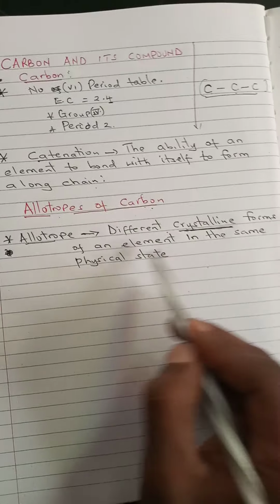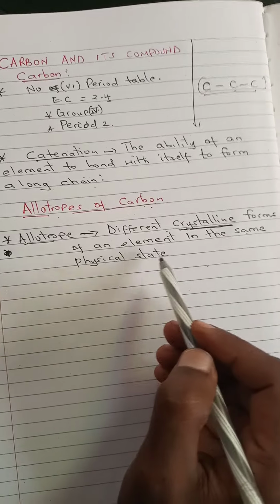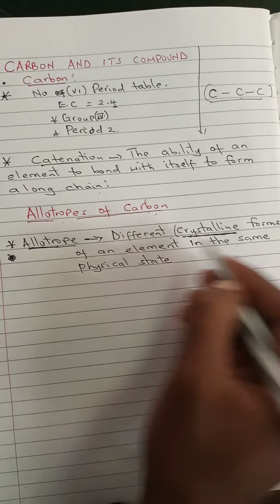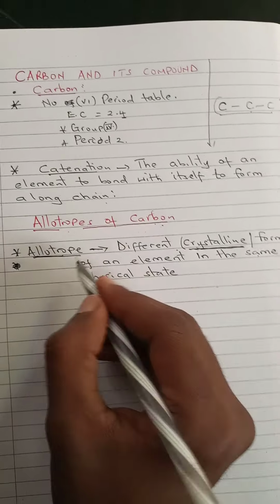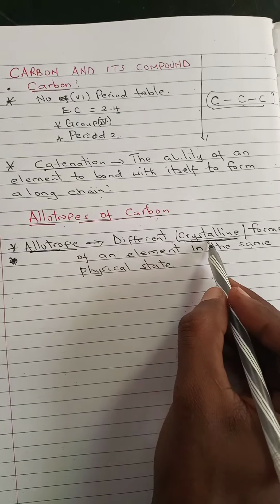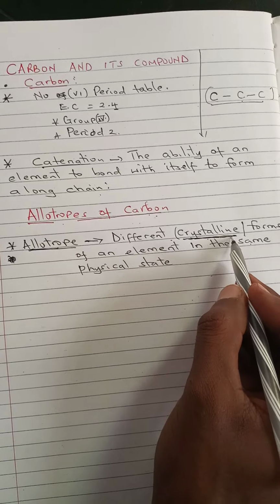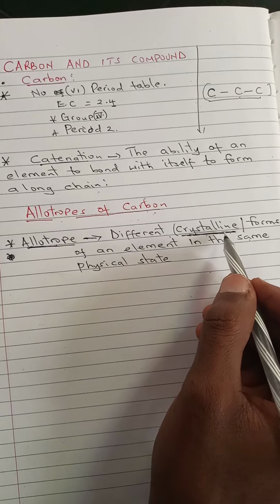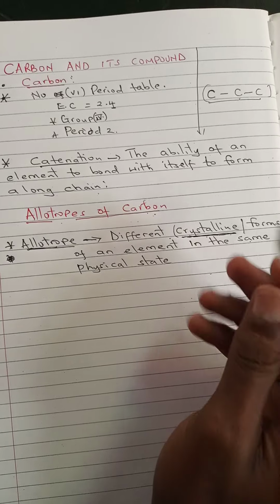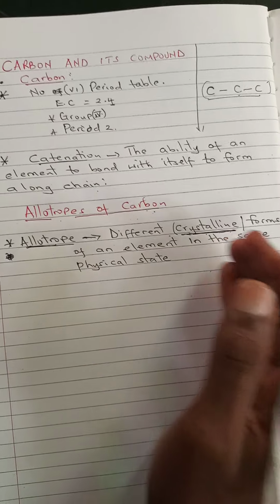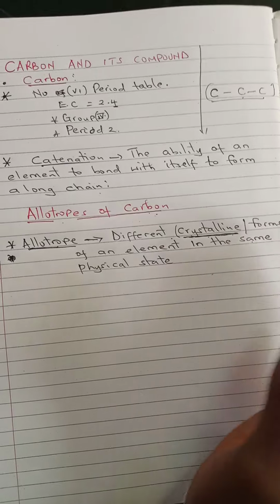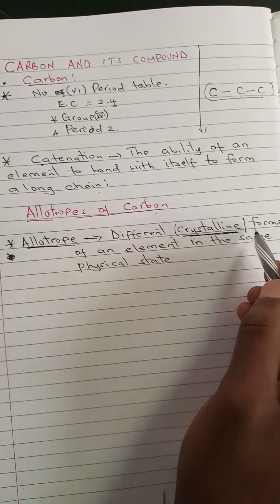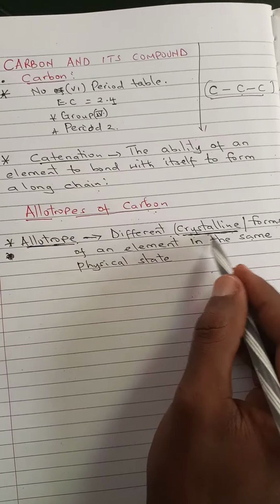Different crystalline forms of an element in the same physical state is what we call an allotrope. And why am I using this keyword here? I think in defining allotrope, this keyword should be in the definition. If you are not putting this keyword here, then your definition will not be complete. We are actually differentiating crystalline and non-crystalline forms or compounds. So to differentiate allotropes from other non-crystalline forms, we use this word here.